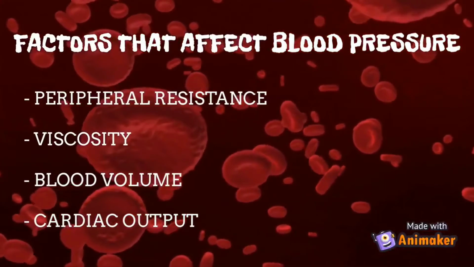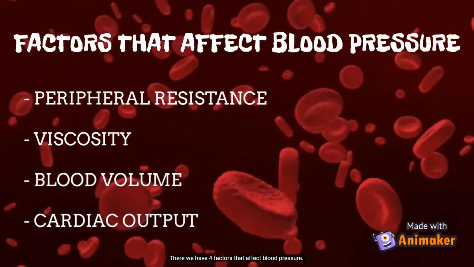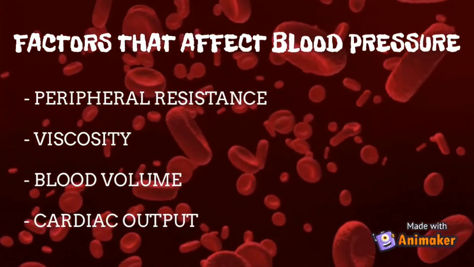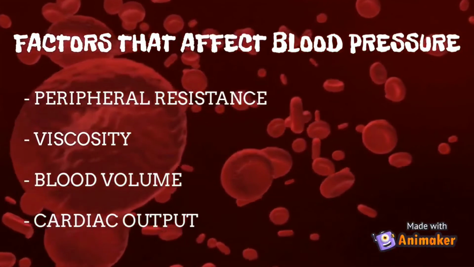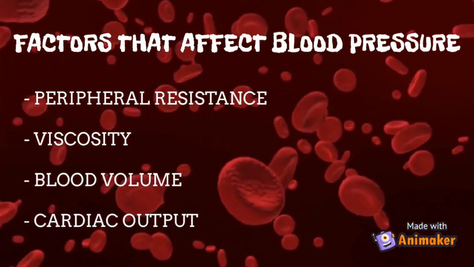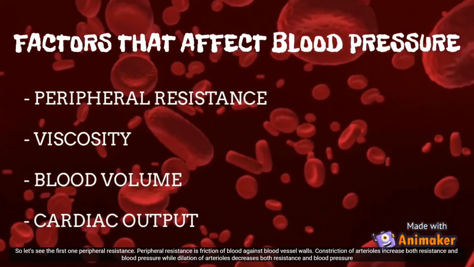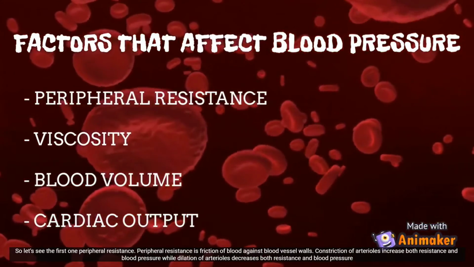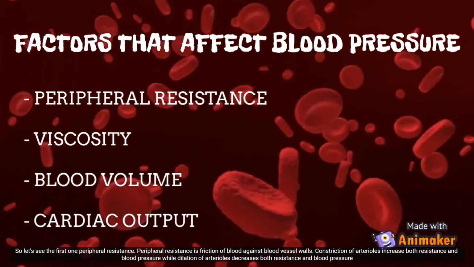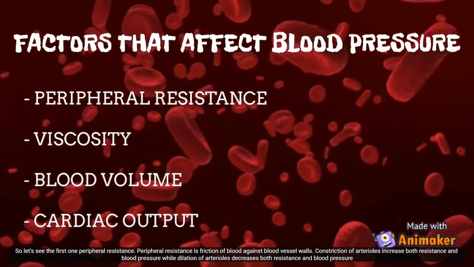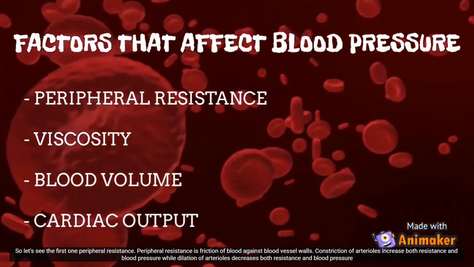Factors that affect blood pressure. There we have 4 factors that affect blood pressure. The first one is peripheral resistance, the second one is viscosity, the third one is blood volume, and the last one is cardiac output. So let's see the first one, peripheral resistance. Peripheral resistance is the friction of blood against blood vessel walls. Constriction of arterioles increases both resistance and blood pressure, while dilation of arterioles decreases both resistance and blood pressure.